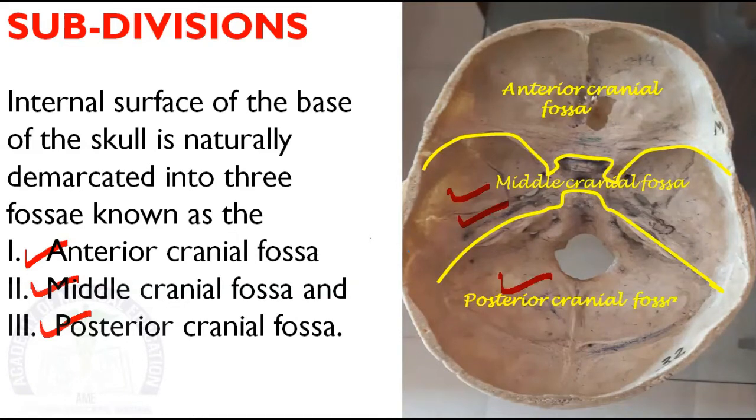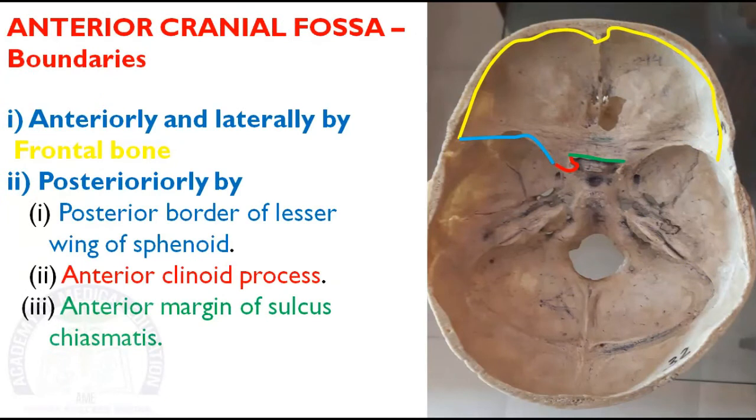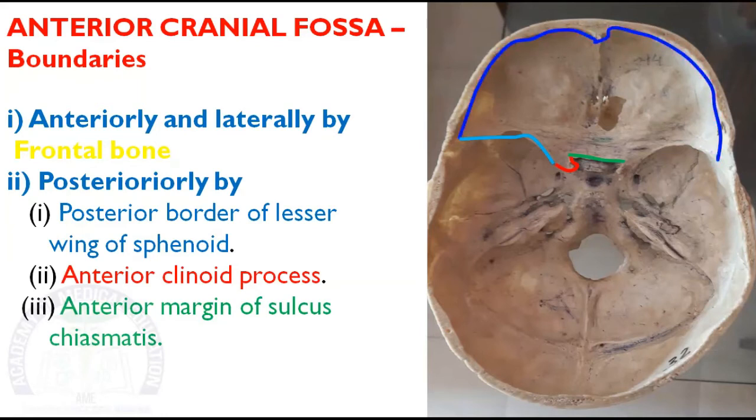So today we are concerned with the anterior cranial fossa only: what structures are present in it and what its contents are. So, the boundaries of the anterior cranial fossa: what structures form the boundary. Anteriorly and laterally it is bounded by the frontal bone. This blinking line forms the anterolateral boundary of the anterior cranial fossa. Then posteriorly, this is the posterior boundary.